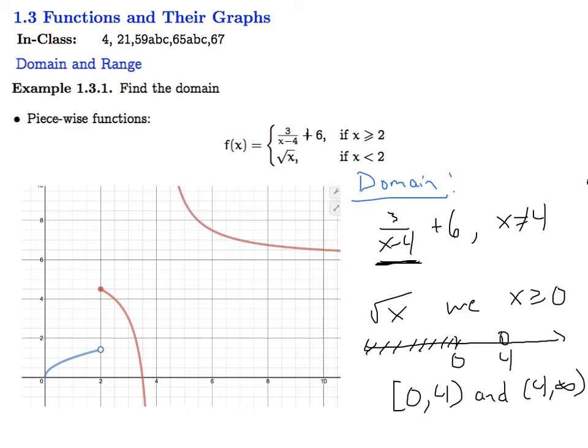So this is going to be our domain, and we can see this over here also in our graph. If we look at our graph down here, we've got outputs anywhere from 0 up until 2, we really do get an output there, all the way over until 4, and we've got a break in our graph, and then we start our graph over at 4 and keep going. So this tells us that numbers between 0 and 4 to infinity are safe to put into this function.